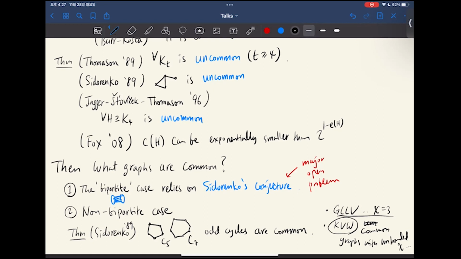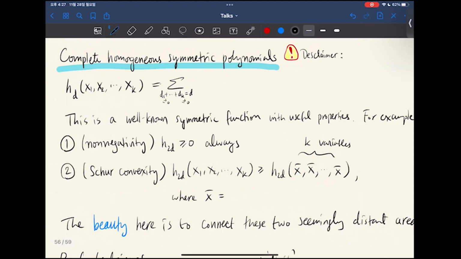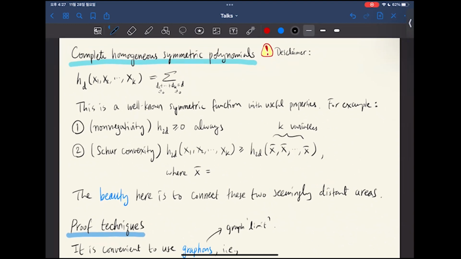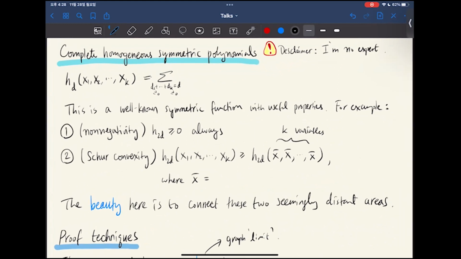Let me move on to the next topic, which is the complete homogeneous symmetric polynomials. Here is a disclaimer: I'm no expert in the theory of symmetric polynomials. But it's a central topic in algebraic combinatorics, so let me just define what a complete homogeneous symmetric polynomial is.